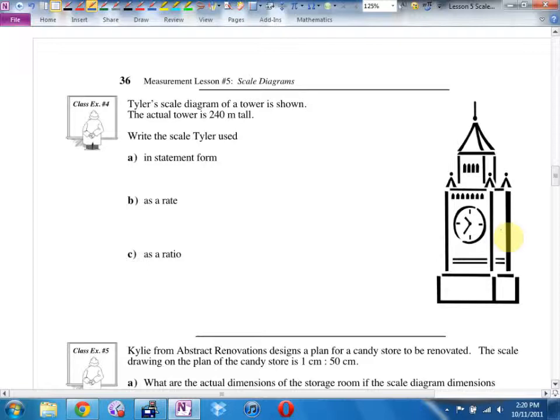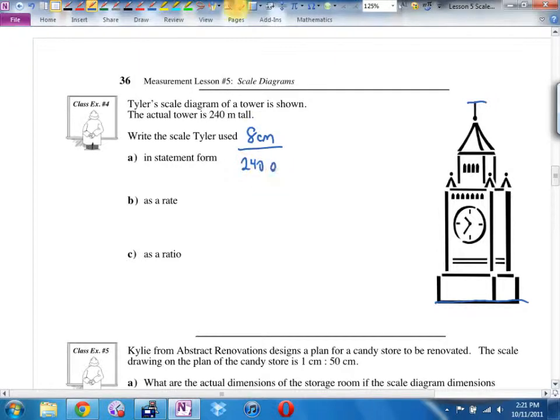First thing we need to do is measure the diagram height. What is that height in centimeters? How tall is the tower? Is it exactly 8? I'm betting 8 because this is 240 and 8 goes into 24. I'll bet you it's 8. Okay. So 8 centimeters on the drawing is 240 meters in real life.